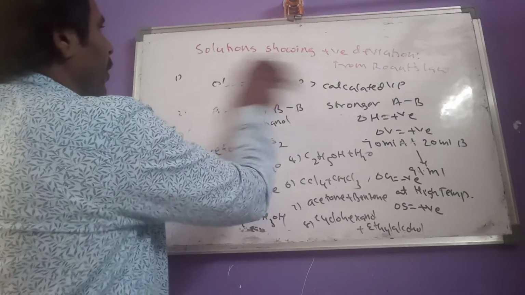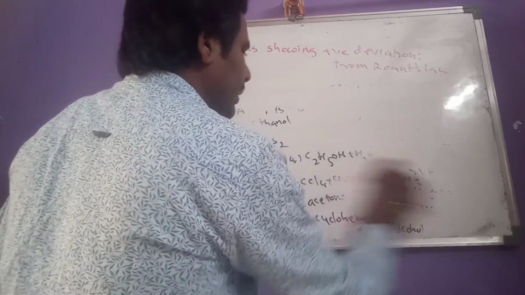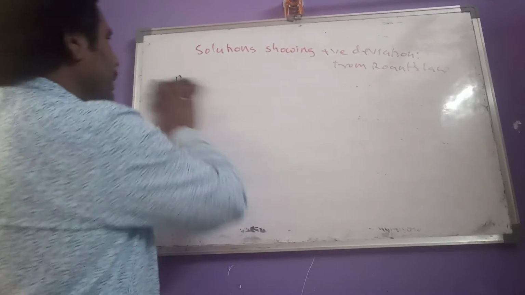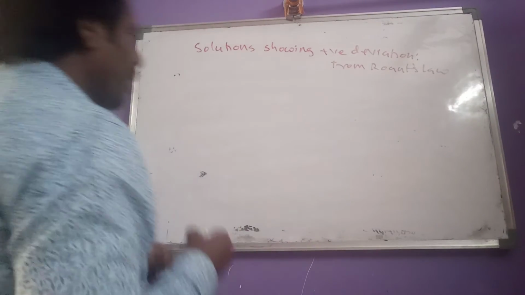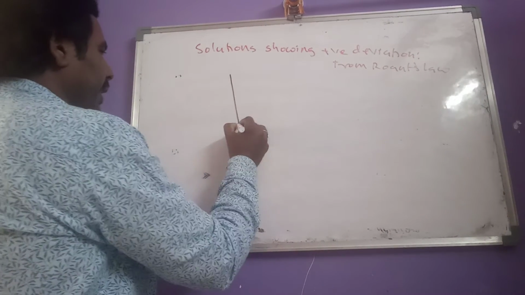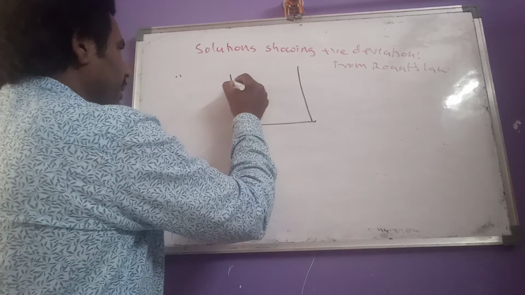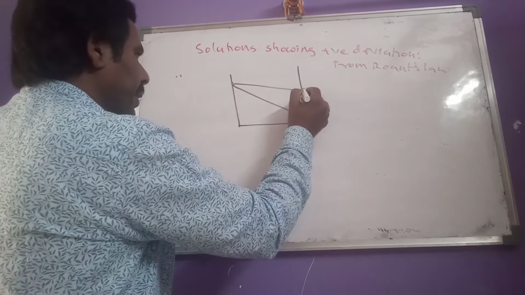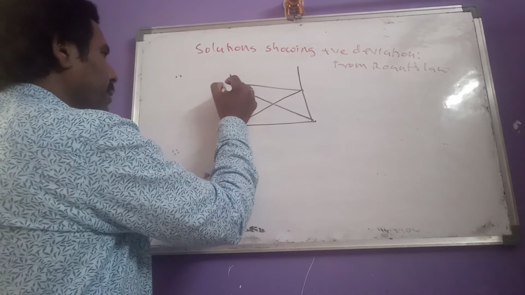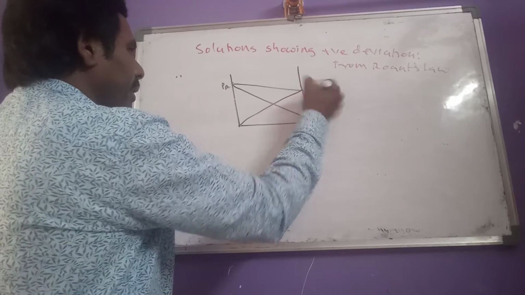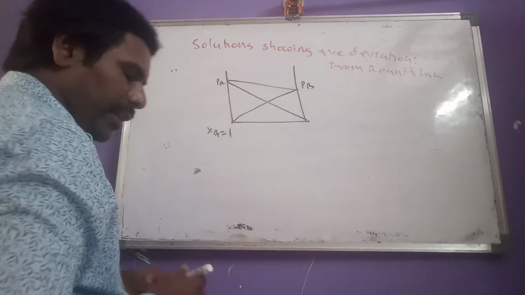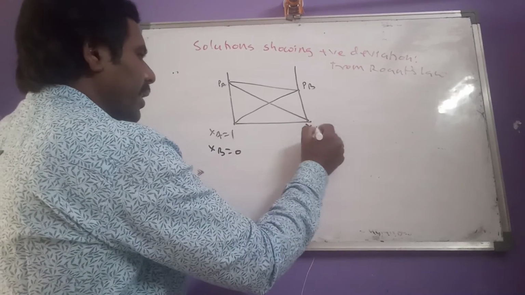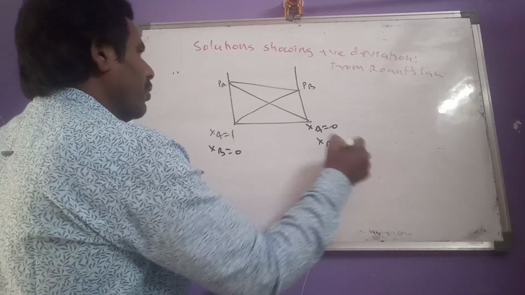And for this, one can draw the graph like this. Let us see the graph related to positive deviation from Raoult's law. For example, these are the expected vapor pressures. Let it be PA and PB. Here XA equals 1 but XB equals 0. And here XA equals 0, XB equals 1.